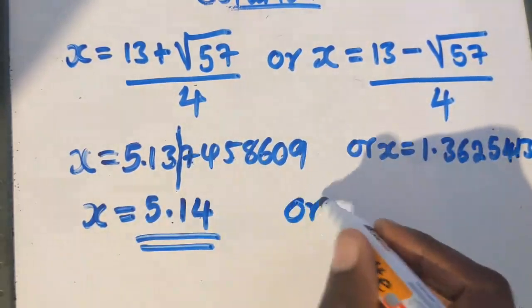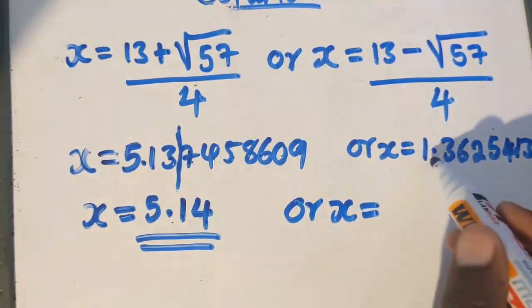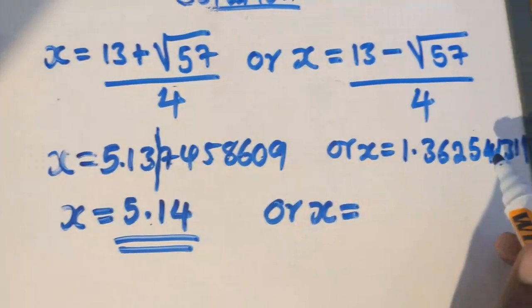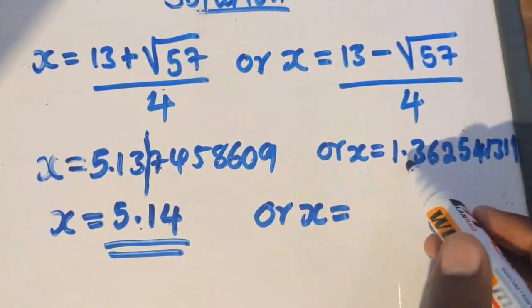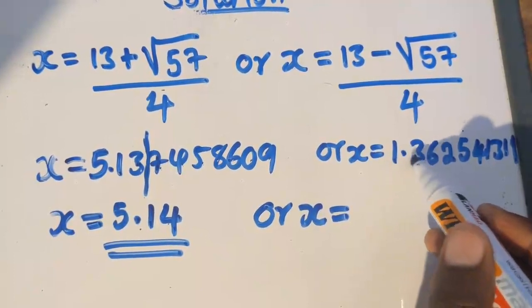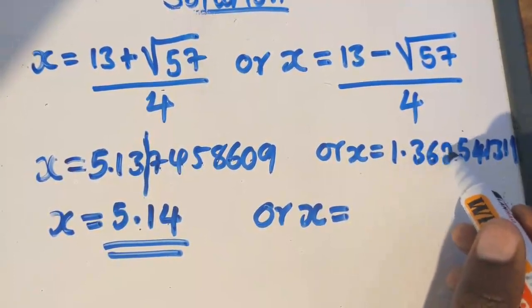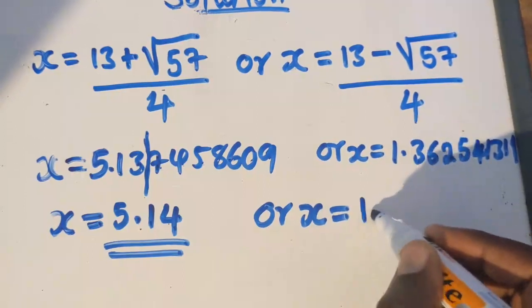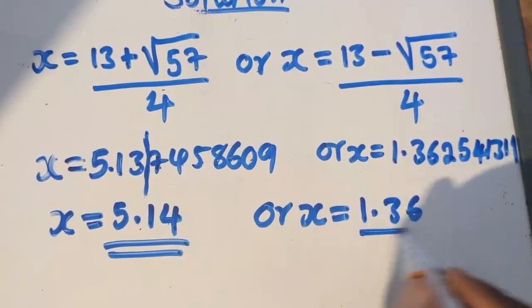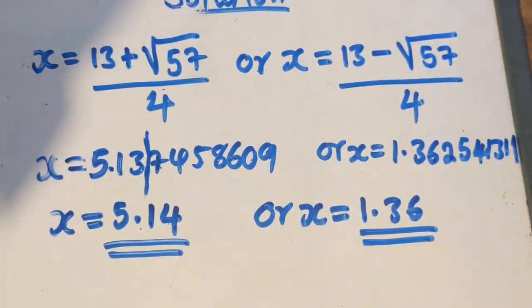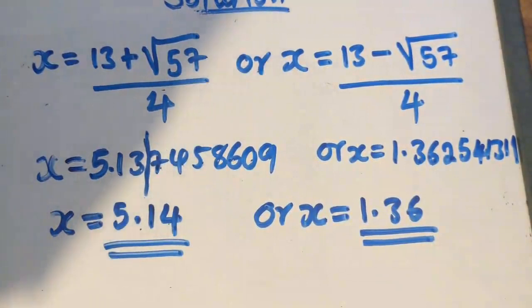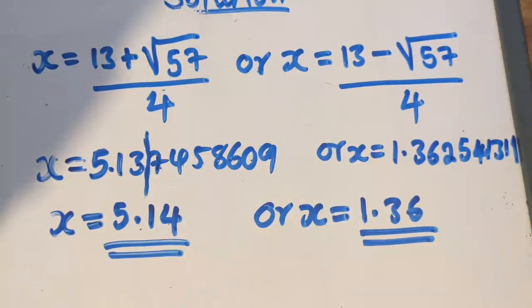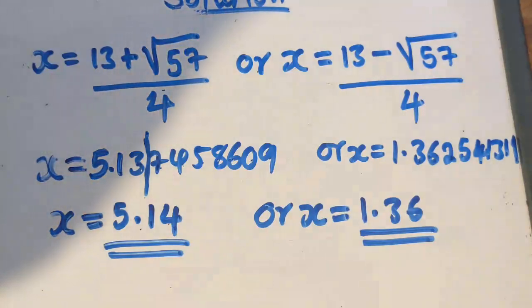And your second answer, you say x is equal to this one. You round it off to 2 decimal places. So you say 1, 2, and if this number is less than 5, don't get anything from it. So the answer is going to be 1.36. So this is your answer. That is how you get your full 5 marks when you follow these steps. So this is the question that I wanted to solve with you.